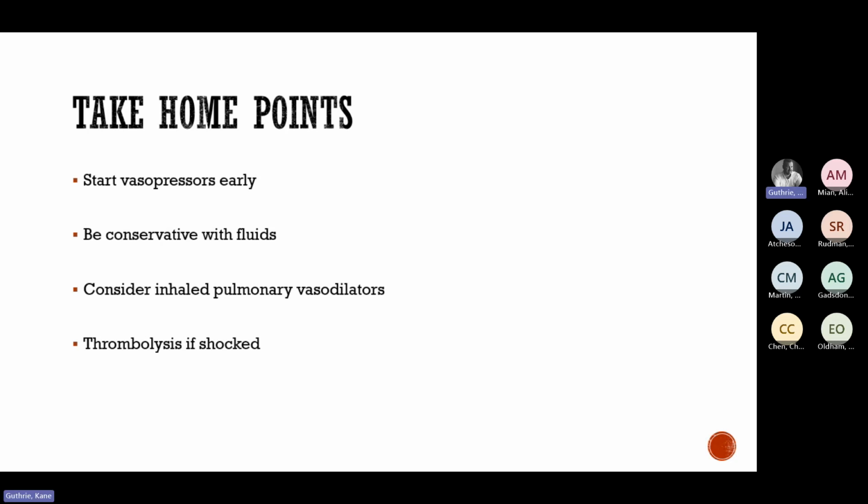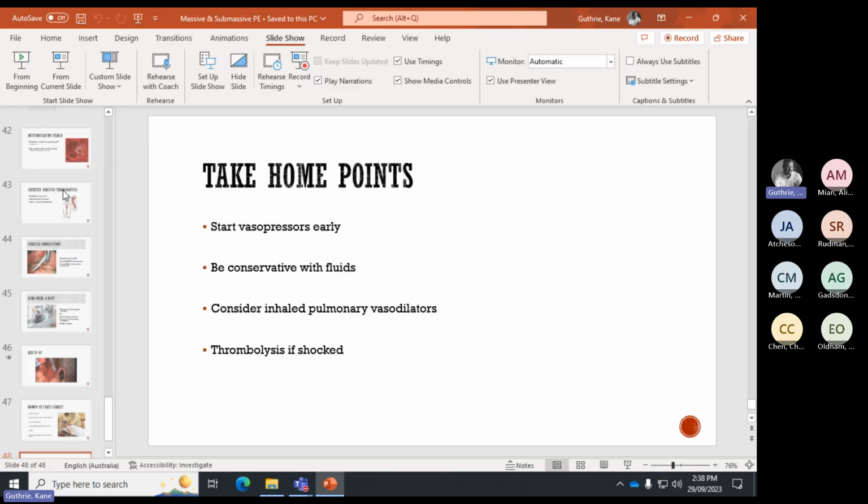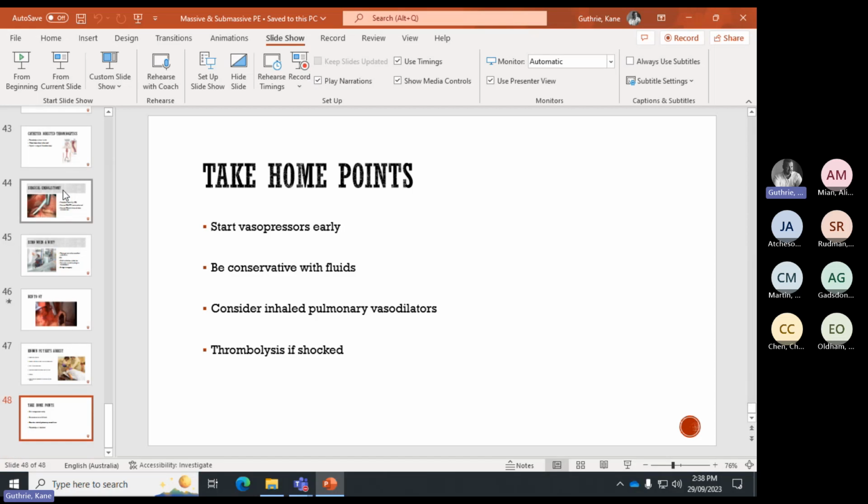So I think the take-home point, if you come across a massive PE in resus, is that you want to start vasopressors early on these patients. Be conservative with fluids because you're going to make them worse. Consider trying inhaled pulmonary vasodilators; it's going to make them better rather than worse. And if they're shocked, then we should consider and advocate for thrombolysis for these patients. They do better with it. Okay, I'll stop sharing and I'll take any questions.